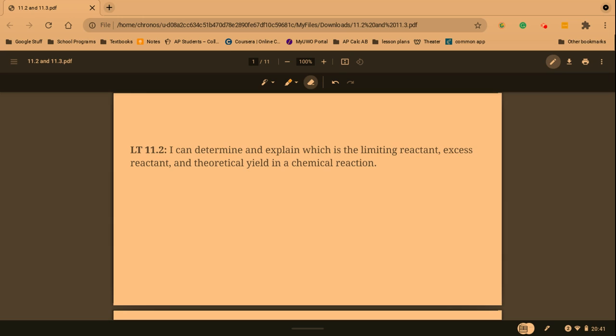So this is the video for 11.2 and 11.3. And so here, 11.2, determining limiting reactant, excess reactant, and theoretical yields.